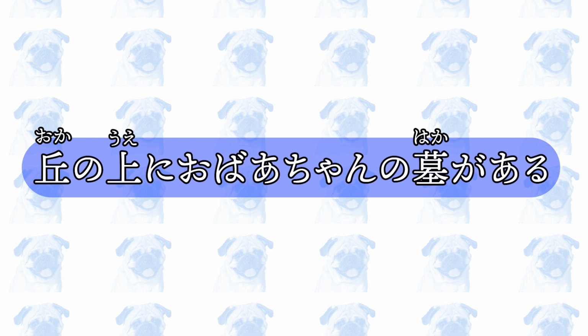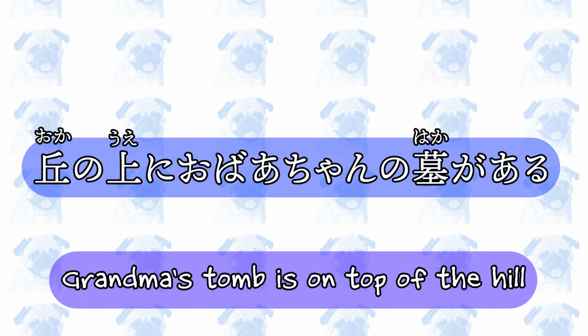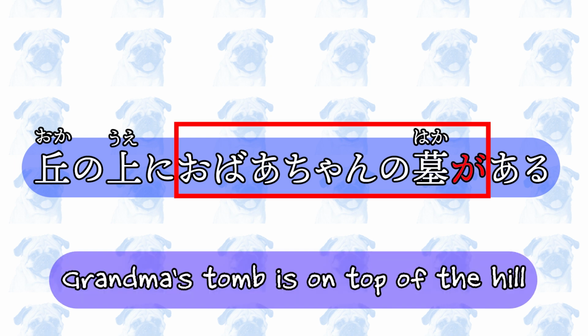The entity that exists. 丘の上におばあちゃんの墓がある。Grandma's tomb is on top of the hill. The particle ga here shows what exists.